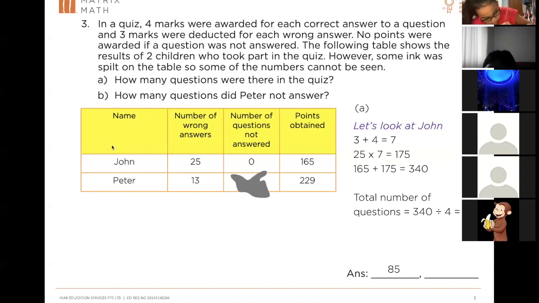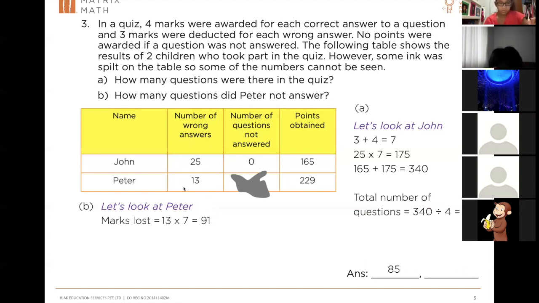No question, let's go on to part B. How many questions did Peter not answer? So let's look at Peter now. Peter has answered 13 questions wrongly, and that will cost him how many marks? That will cost him 91 marks. So Peter lost 91 marks.